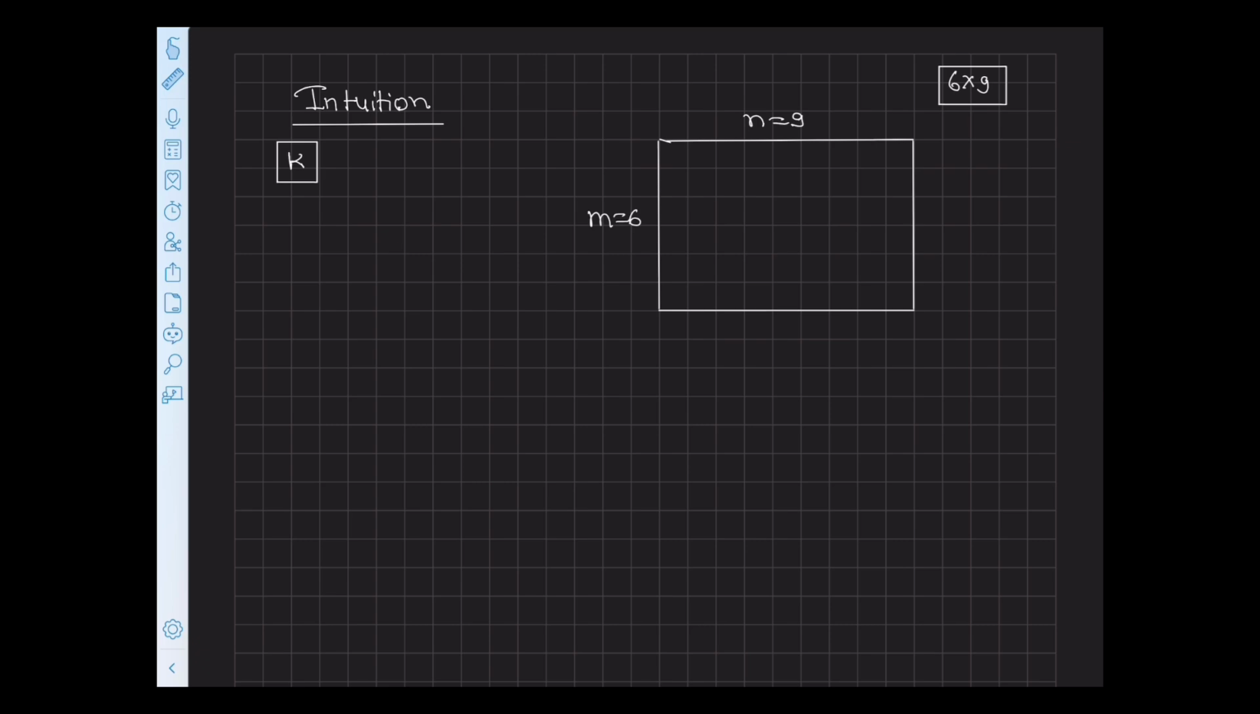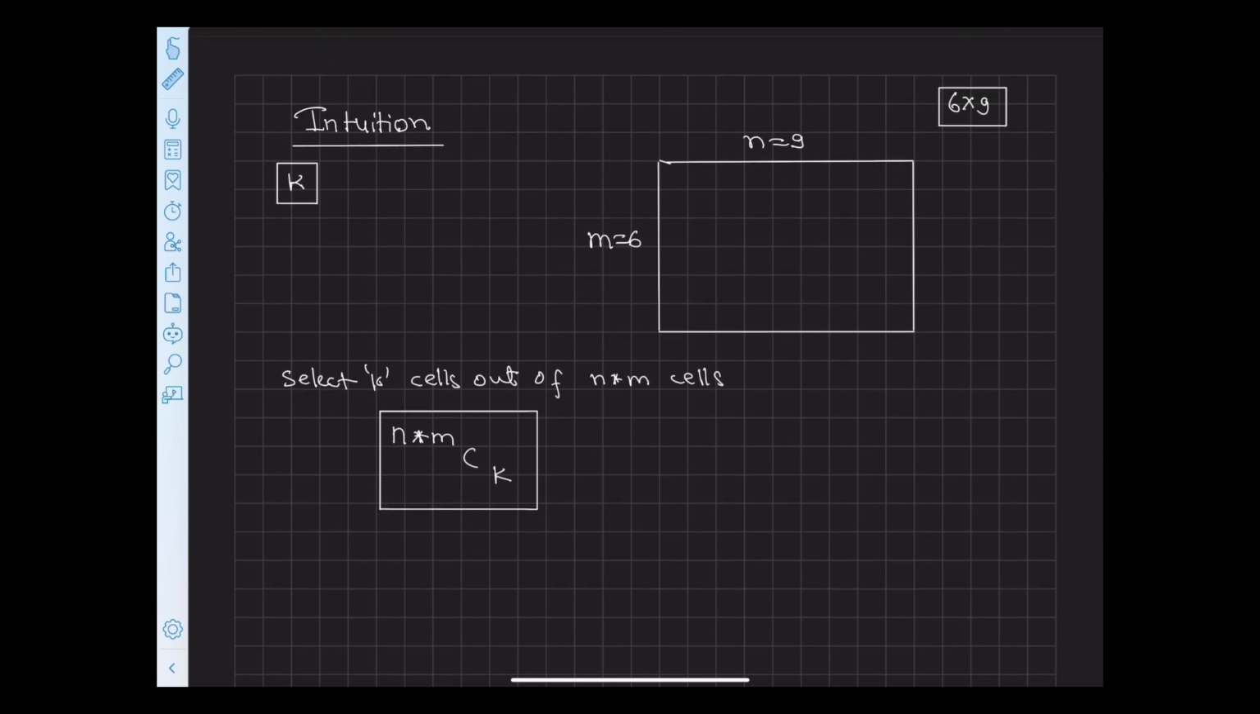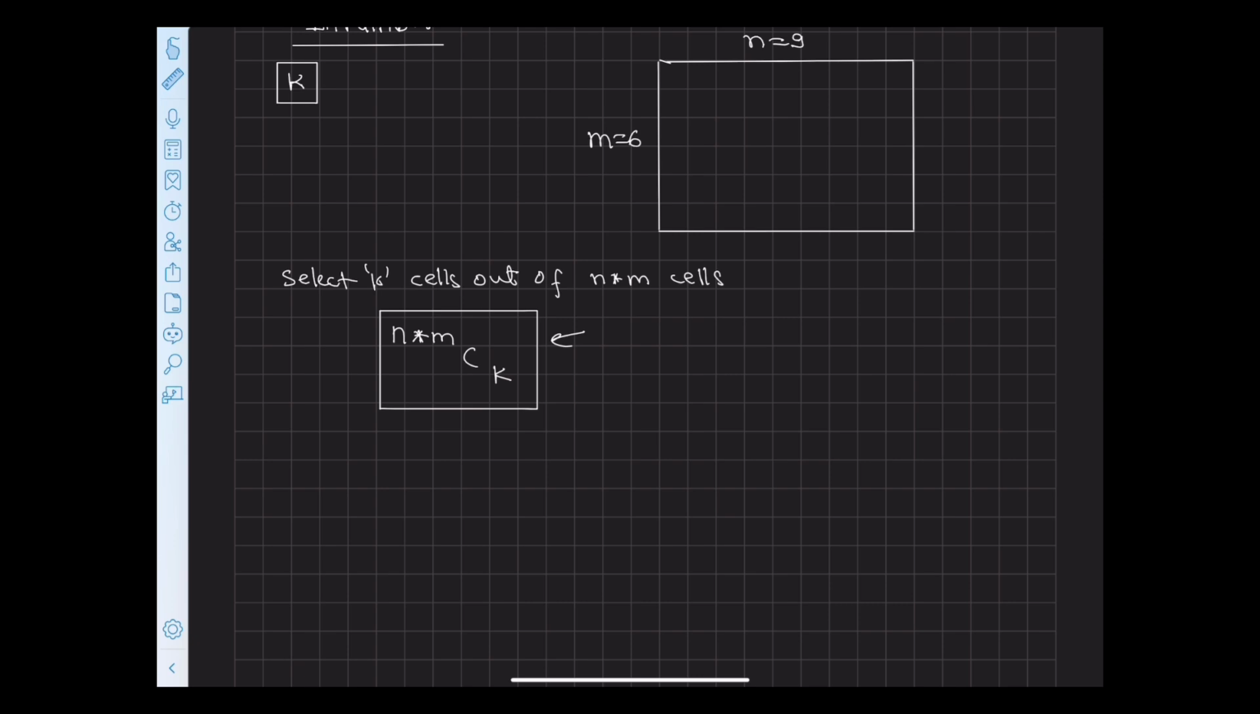Well, that's simple. We just have to select k cells out of n times m cells. That is simply n times m choose k. Simple combinatorics, right? But we don't need the number of ways to select k cells. Let's see what we can do with this information. We have to find out the sum of all the Manhattan distances, right?